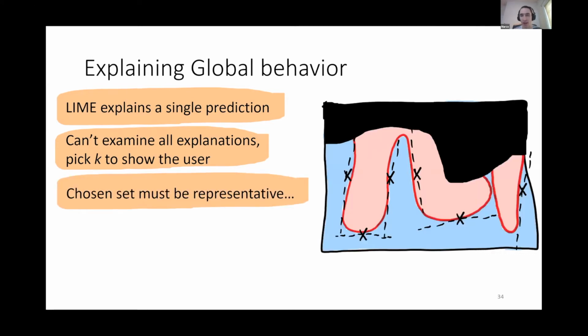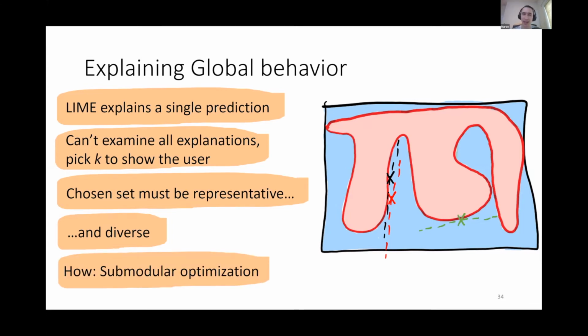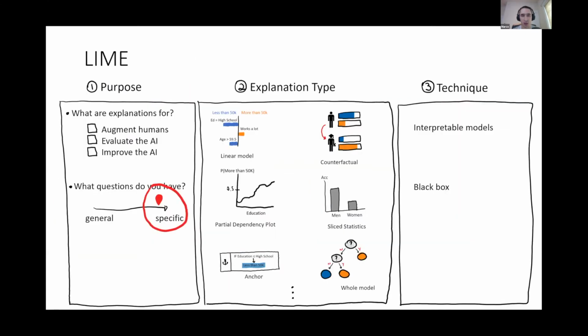So we're saying that the set of examples we pick must be representative and diverse. So if we have those 2 examples there, they're very close, but if we have the green one, it's different enough that we want to pick it. And how we do this is via submodular optimization. It's a very simple procedure. We're not going to go into the details. I just want to make you aware that there are techniques to pick different explanations, even if they're explanations for individual predictions.